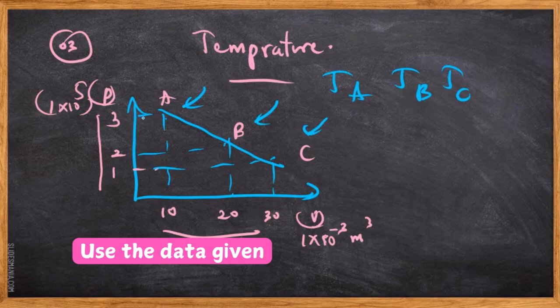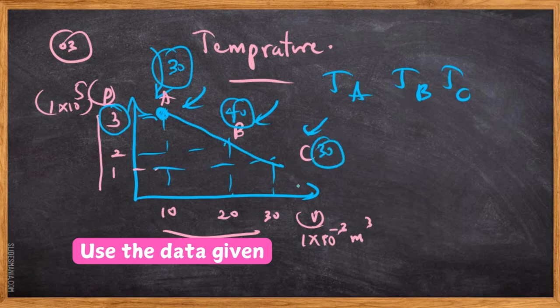So in this manner we need to find the PV value at each point. At A it's 3 into 10 to the power 5, so 3 into 10, that's basically 30. In B it's 2 into 20, that is 40, and C it's 1 into 30, again 30. So the highest PV value is for B, so the highest temperature will be TB, and of course TA and TC are equal. You need to know these things.